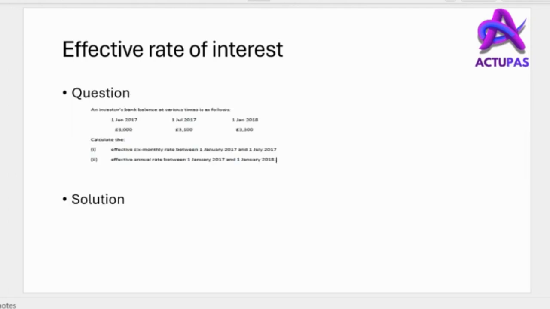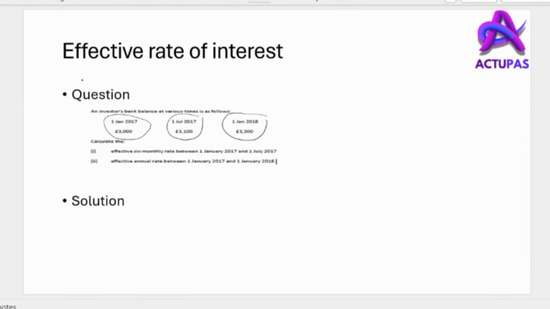Now, let's do this question. An investor's bank balance at various times is as follows. 1 January 2017, 3,000. 1 July 2017, 3,100. And 1 January 2018, 3,300. Calculate the effective 6-month rate between 1 January 2017 and 1 July 2017. There is 6 months between these two periods, so it's a 6-month rate. And then the annual rate between 1 January 2017 and 1 January 2018, this is a year. So we'll start with 1.